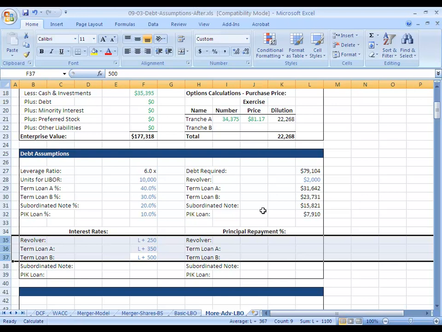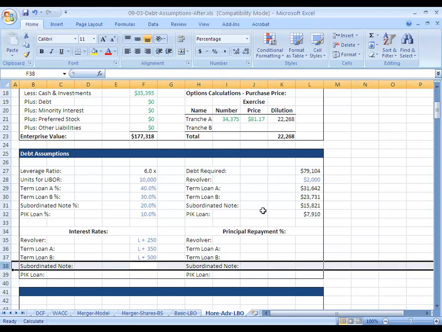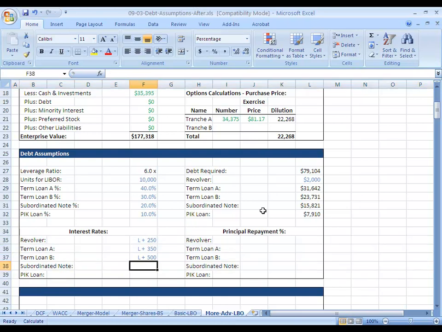Now with these last two, high yield debt, so the subordinated note is just sort of a generic type of high yield debt. It's called subordinated because it has lower seniority than the other types of debt here. This is sort of just a generic type of debt. There's nothing too special about this one. This is sometimes referred to as a corporate bond. So for subordinated notes, I'm going to say 11% for the interest rate.